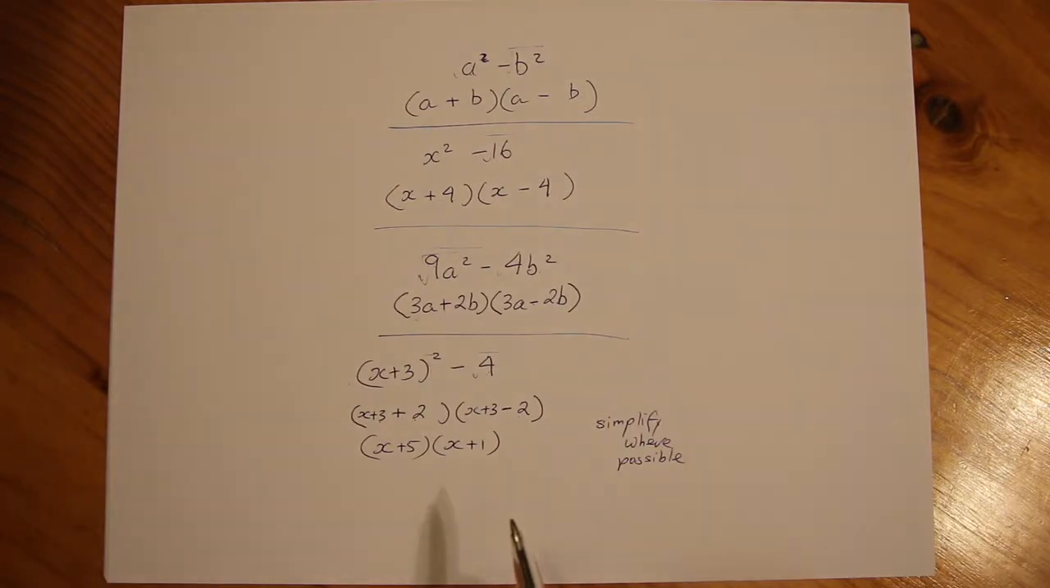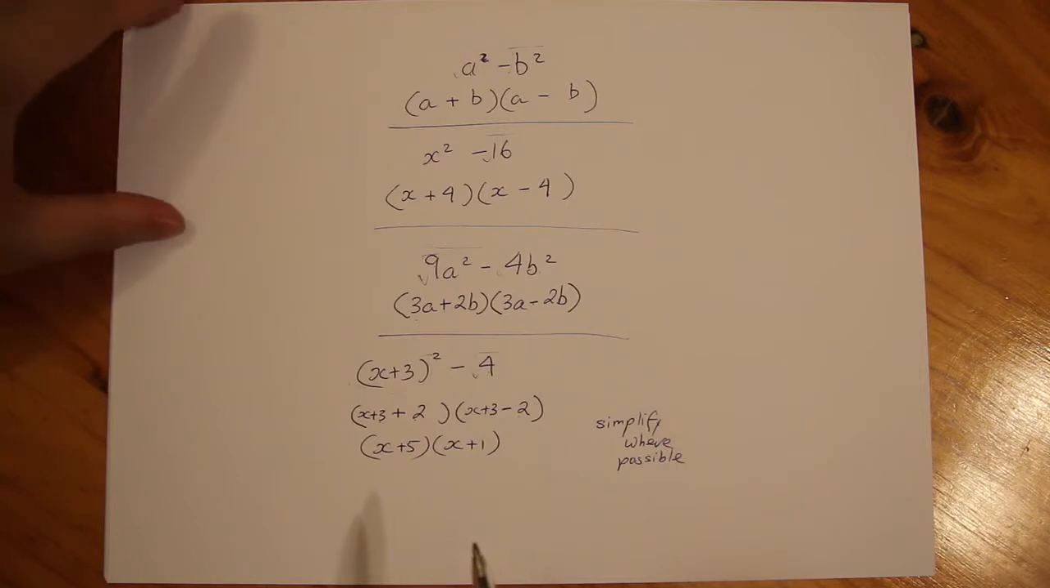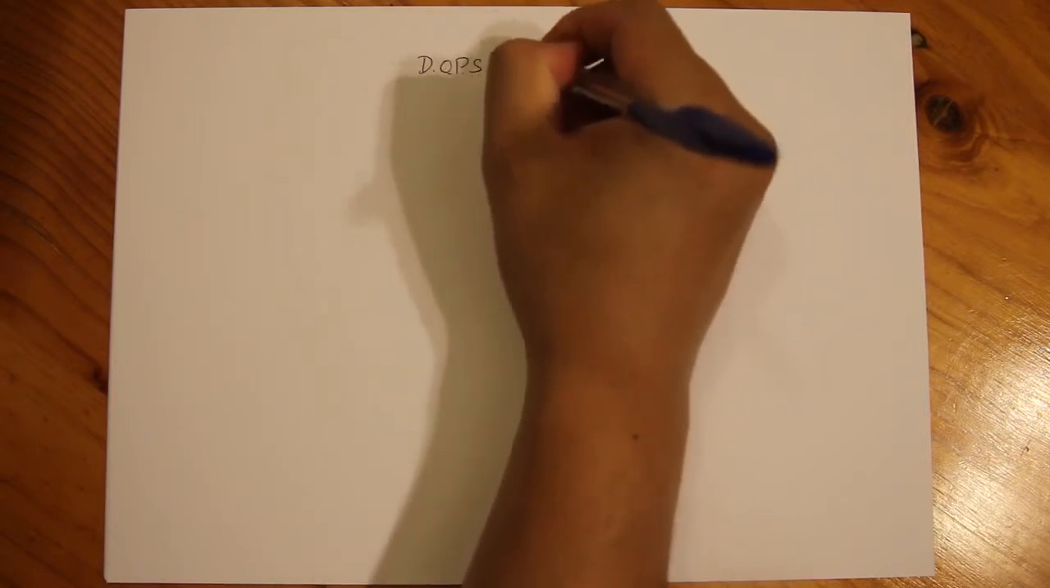Okay, now when you are factorizing, I might move this over here. When you're factorizing difference of perfect squares, it is not always going to be a perfect square, and sometimes you might need to enter the realm of surds. Okay, and so what I'll do is D.O.P.S using surds.